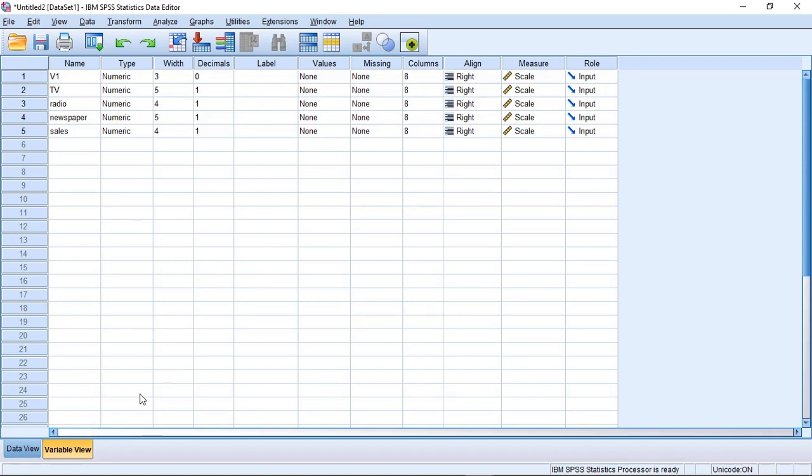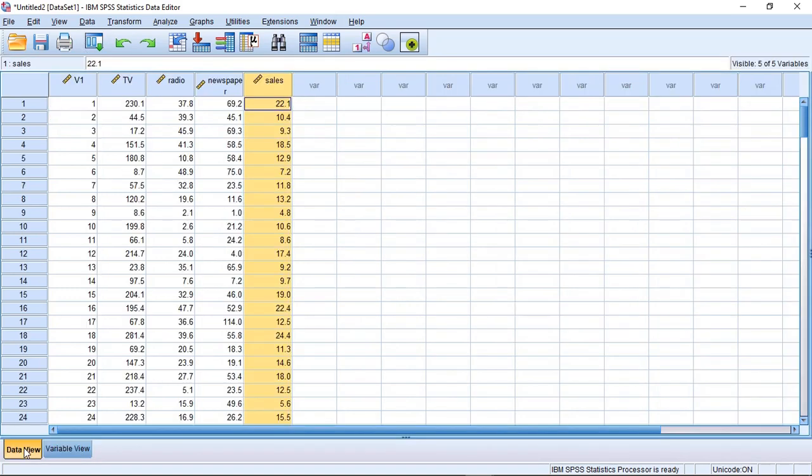Then next we import the data. Already I've imported the data. So here our major aim is to find the effect of these independent variables: advertising through the television, advertising through the radio, advertising through the newspapers. We want to see the effectiveness of these advertising strategies on the sales.